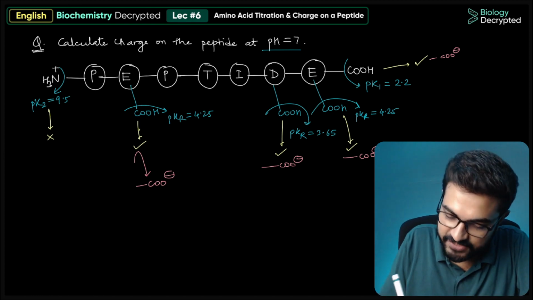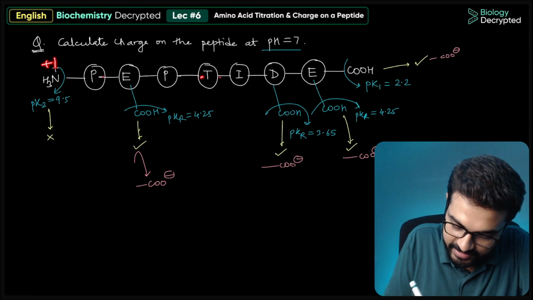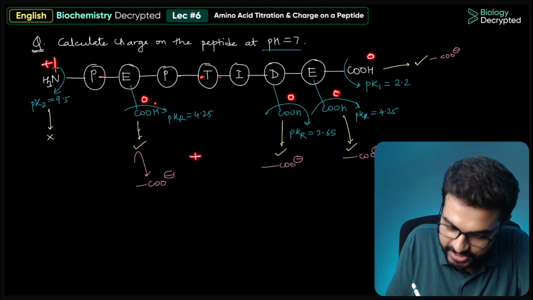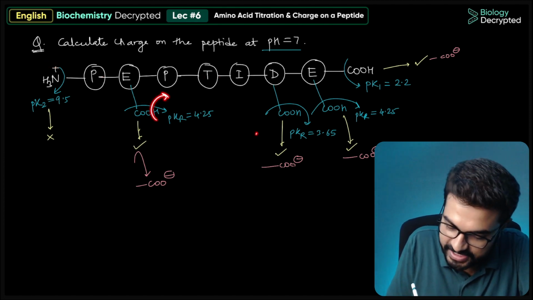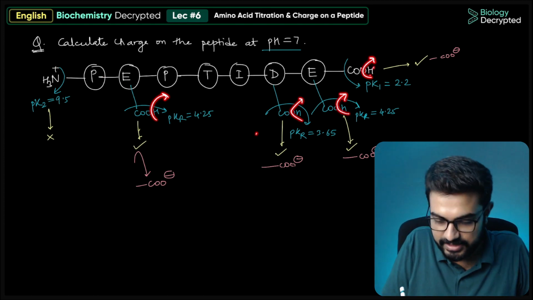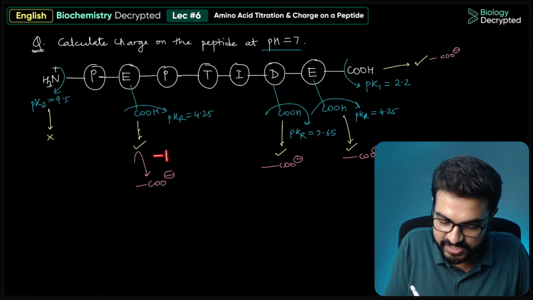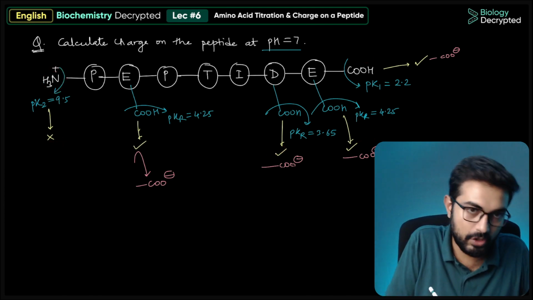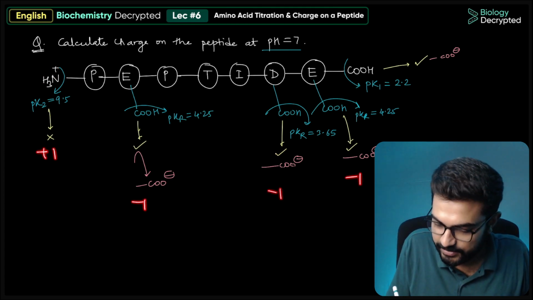Earlier, the net charge we had initially was +1 here, then we had 0 here, 0 here, 0 here, and 0 here. So the net charge at pH 0 was +1. But here, since this group lost its H+, this lost its H+, this and this, all these lost their respective H+ ions, and they got ionized, and they now have a net charge of -1. So it's +1 here, since this did not get ionized, and -1 here, -1 here, -1 here, and -1 here.